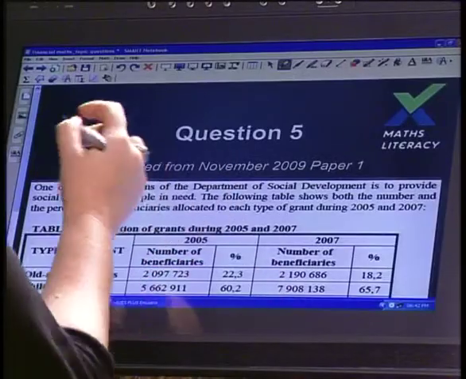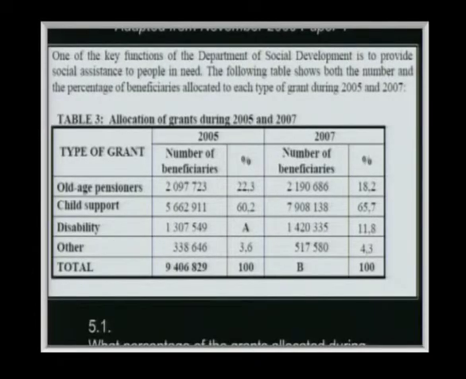Question 5. One of the key functions of the Department of Social Development is to provide social assistance for people in need. The following table shows both the number and the percentage of beneficiaries allocated to each type of grant during 2005 and 2007. So you can see the beneficiary and the percentage. Beneficiary and percentage for each year. So this is 2005 and this is 2007. And we're comparing those two answers.